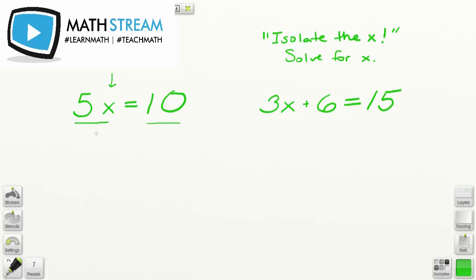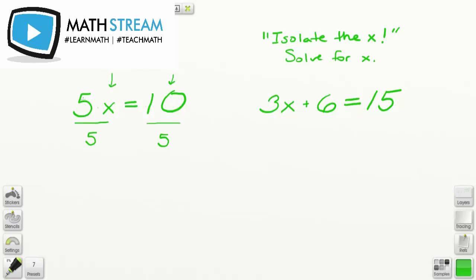Now, if this is like, whoa, way too much for just after summer, don't worry, we're going to talk more about this in a minute. But I'm going to do it quickly the first time through for those of you who remember. So I say, okay, I want to get rid of the 5, so I'm going to divide, because division undoes multiplication. But anything I do to the left side, I have to do to the right side as well. So if I divide the left by 5, I have to divide the right by 5.